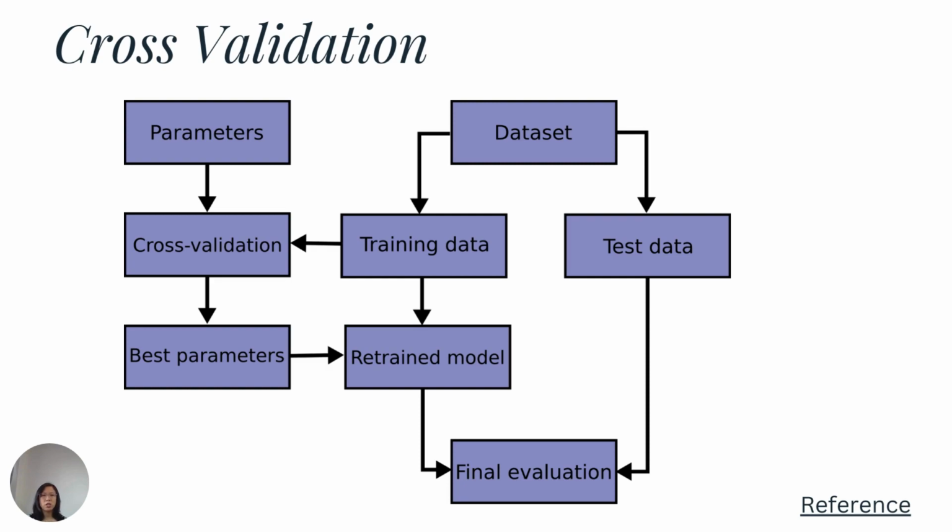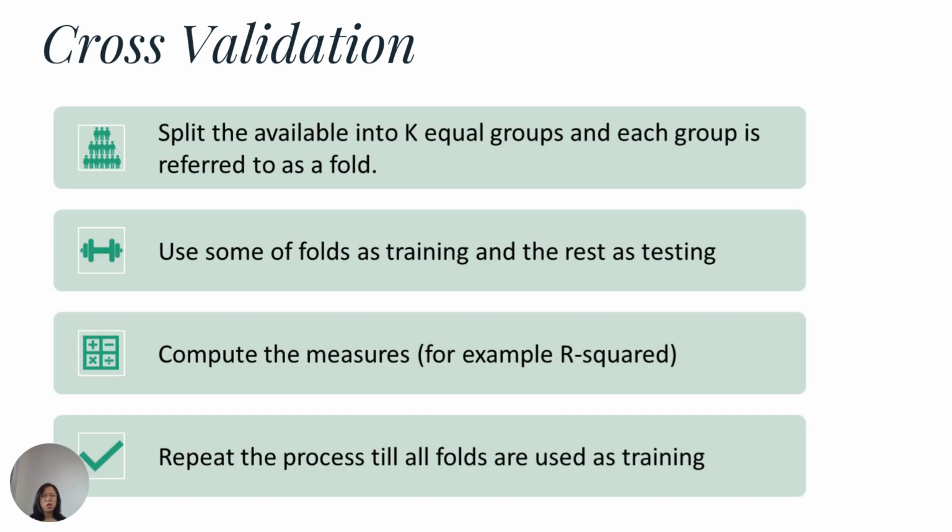Now let's continue to study cross-validation. What do we mean by cross-validation? Cross-validation splits the available data into k equal groups, right? If we split into k equal groups, it's called k-fold, right? Each group is referred to as a fold. So if we split into k groups, then that is called k-fold. If we split into 5, then that is called 5-fold. Right. Then from this k-fold, we will use k minus 1 folds to do the training, and then 1 as a testing.